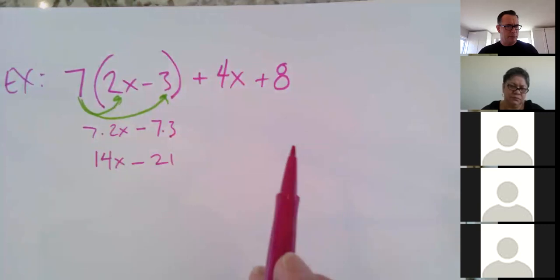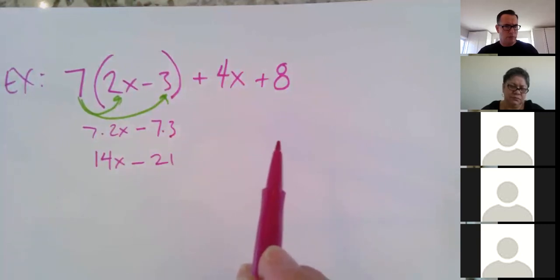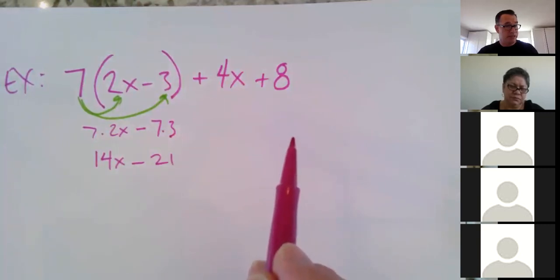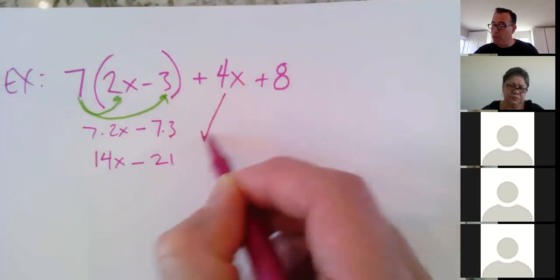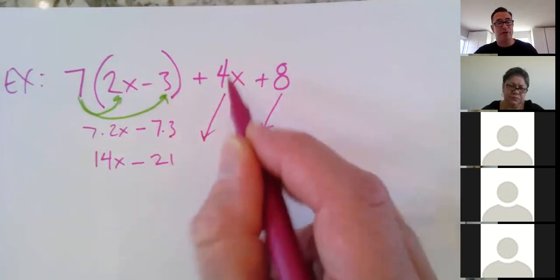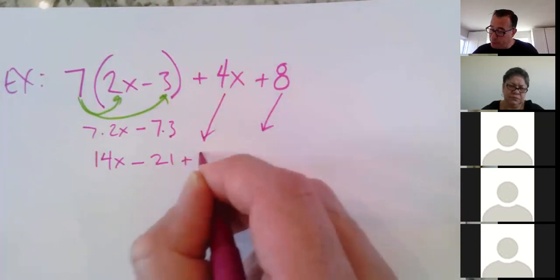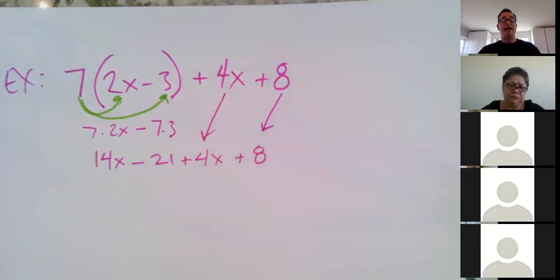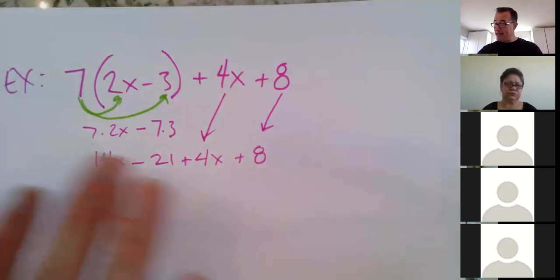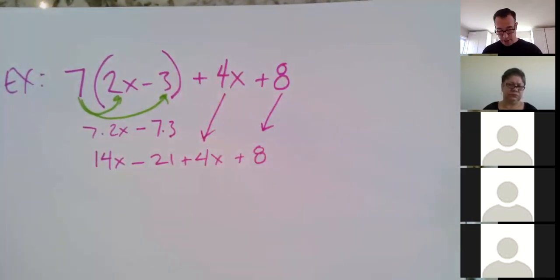Am I done? To anybody, am I done? No. I need to bring both of those back down here because I haven't done anything with them yet. So I'm going to rewrite those, the plus the 4x and plus the 8. Now there's no parentheses. So now we combine like terms, okay? Because there's nothing in the way anymore, so I can put them together.